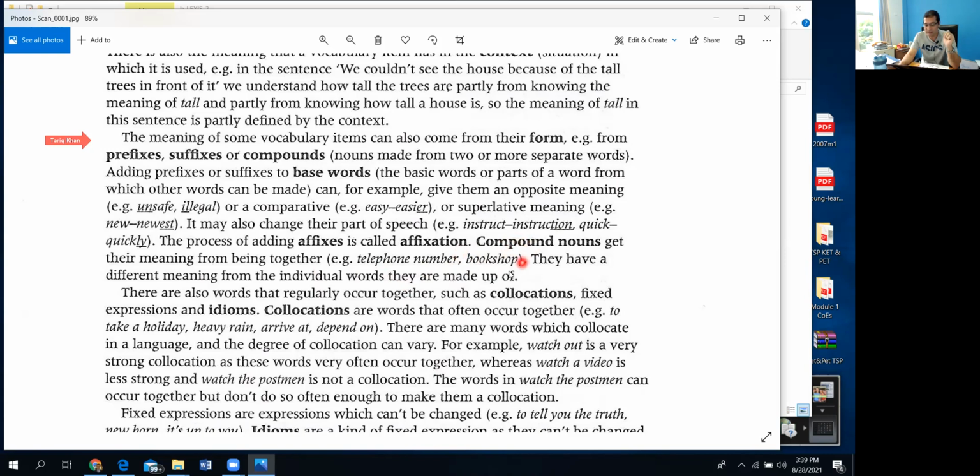Likewise, if you see bookshop, book is a noun, shop is a noun. When we put them together, we have a different meaning than book and shop. All right. So that is the second way where we make more meaning of words, by adding a suffix or a prefix. The process of adding a suffix or a prefix is called affixation. And the third way is compound nouns, where we put two nouns together and we get another meaning of the word. All right. So is this clear? Affixation and compound nouns.